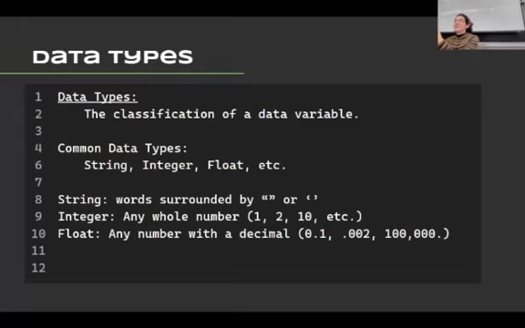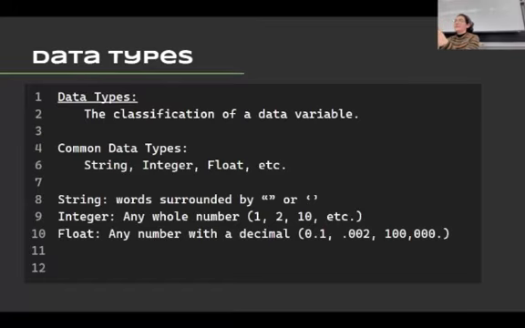So moving on to data types, which is what a string is. It is the classification of a data variable. Common data types are strings, integers, floats, etc. Those are the three most common ones. A string is a word that's surrounded by quotation marks or apostrophes. So that's what we saw with hello world. An integer is any whole number, specifically a whole number. 1, 2, 10, 1 million, and 5, it doesn't matter. It just has to be a whole number.